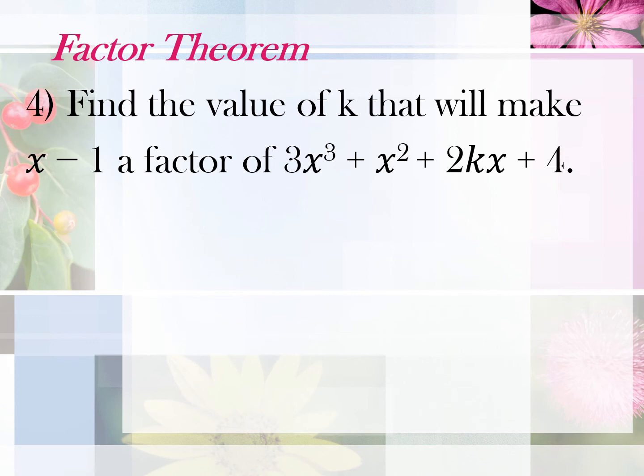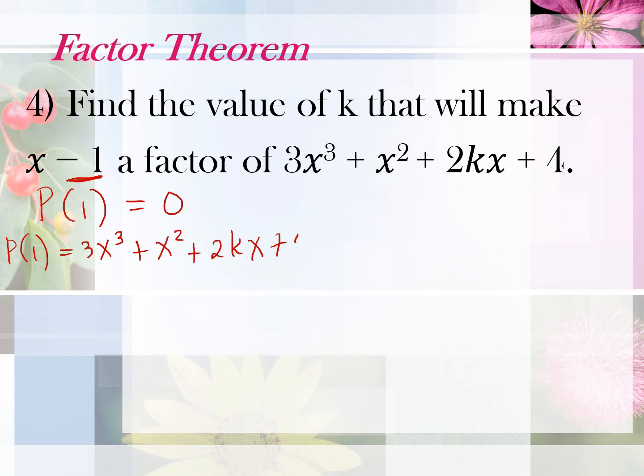So, this time, kailangan natin mas-solve na kapag kinuha natin ang p of 1, dahil ang additive inverse ng negative 1 ay 1. Kapag sinolve daw ang p of 1, dapat ang answer ay 0. So, we need to copy the function, or we need to solve for p of 1. Copy the function 3x cubed plus x raised to 2 plus 2kx plus 4.